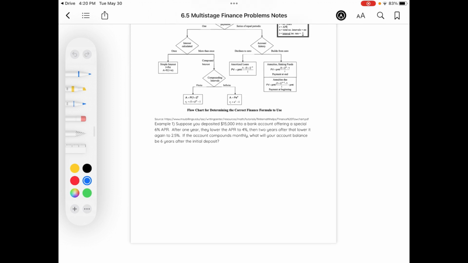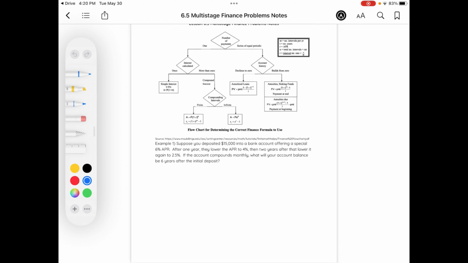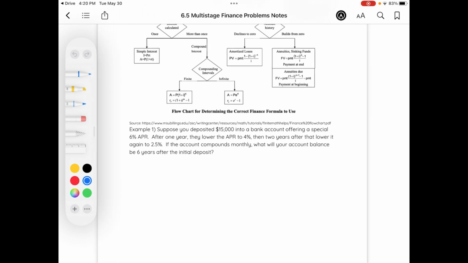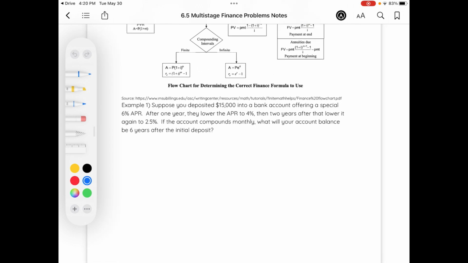Example 1: suppose you deposited $15,000 into a bank account offering a special 6% APR. After 1 year, they lower the APR to 4%. Then 2 years after that, lower it again to 2.5%. If the account compounds monthly, what will your account balance be 6 years after the initial deposit?